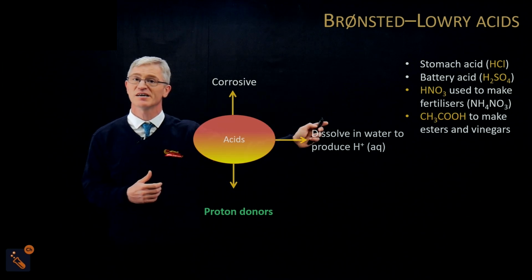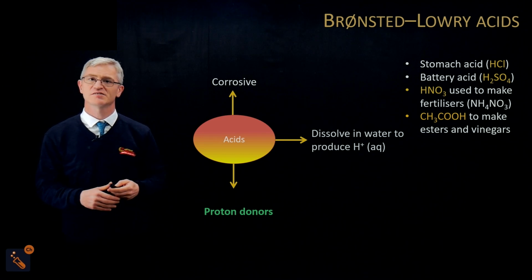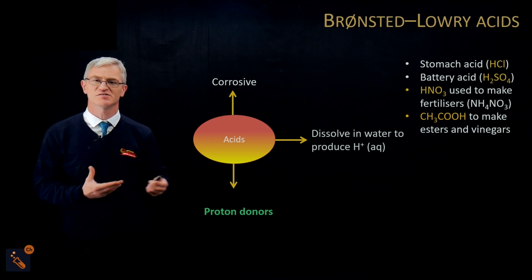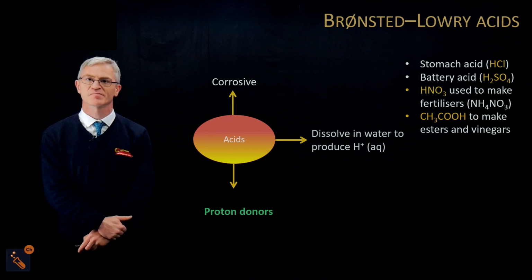Now, we also have the weak acid, CH3COOH, which is ethanoic acid, which can be used to make esters and vinegars and so forth. But we'll do lots of examples with this through the videos.